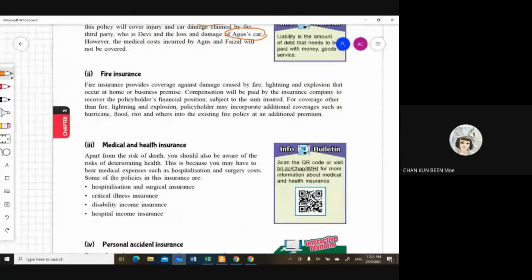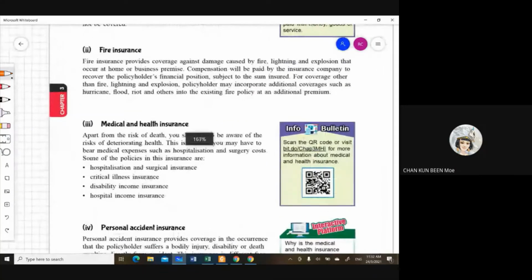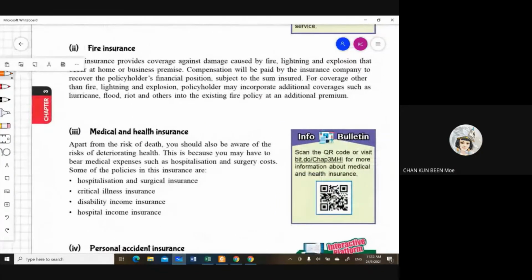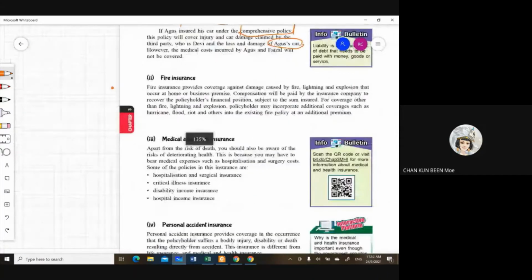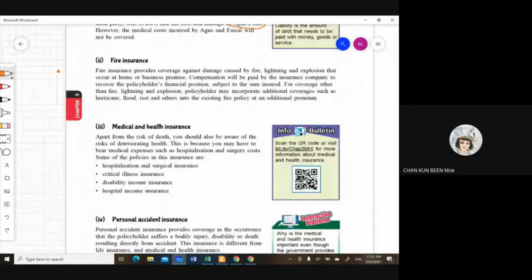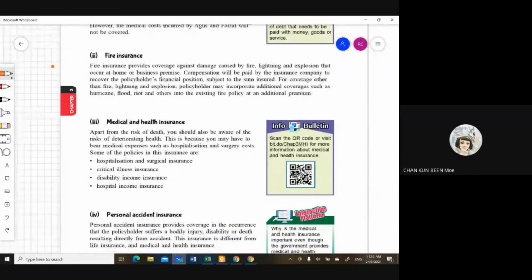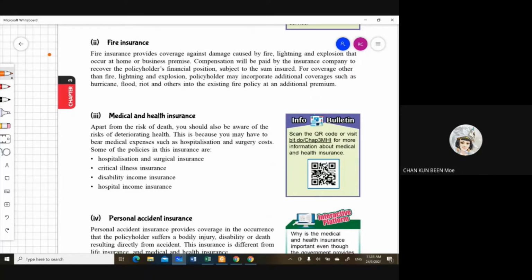Okay, now we look at fire insurance. That is the second of the general insurance. Fire insurance is usually for the house. This one, fire insurance provides coverage against damage caused by fire, lightning, and explosion that occur at home or business center. Compensation will be paid by the insurance company to recover the policyholder financial position, subject to the sum insured. For coverage other than fire, lightning, explosion, this one you need to know. If they ask you what are the coverage for fire insurance? So the coverage is fire, lightning, and explosion.